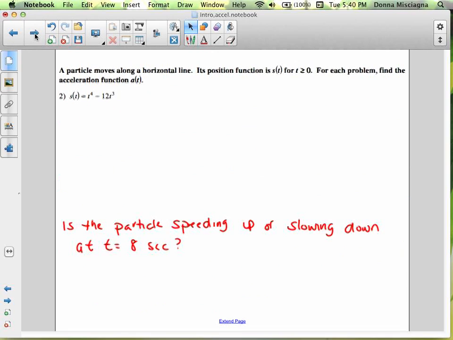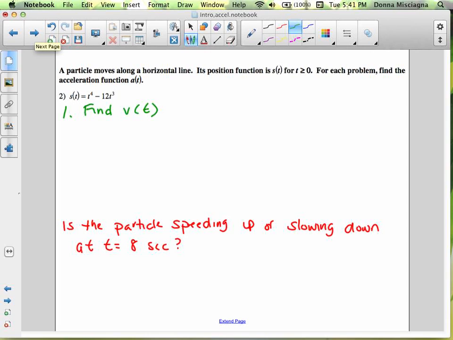Thought there was something over here. Oh, same thing, we want to know is it speeding up or slowing down at t equals 8 seconds. So I guess I erased this. Let's find our questions here. So first of all, we need to find the velocity. To be able to answer that, we have to find v of t, and specifically, we have to find v of 8.